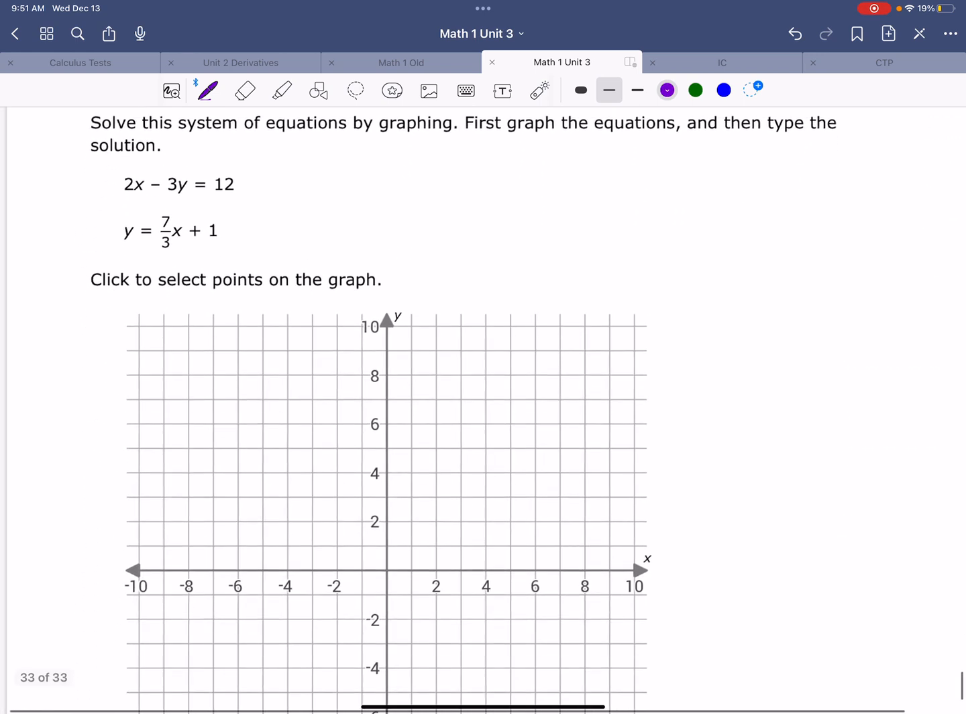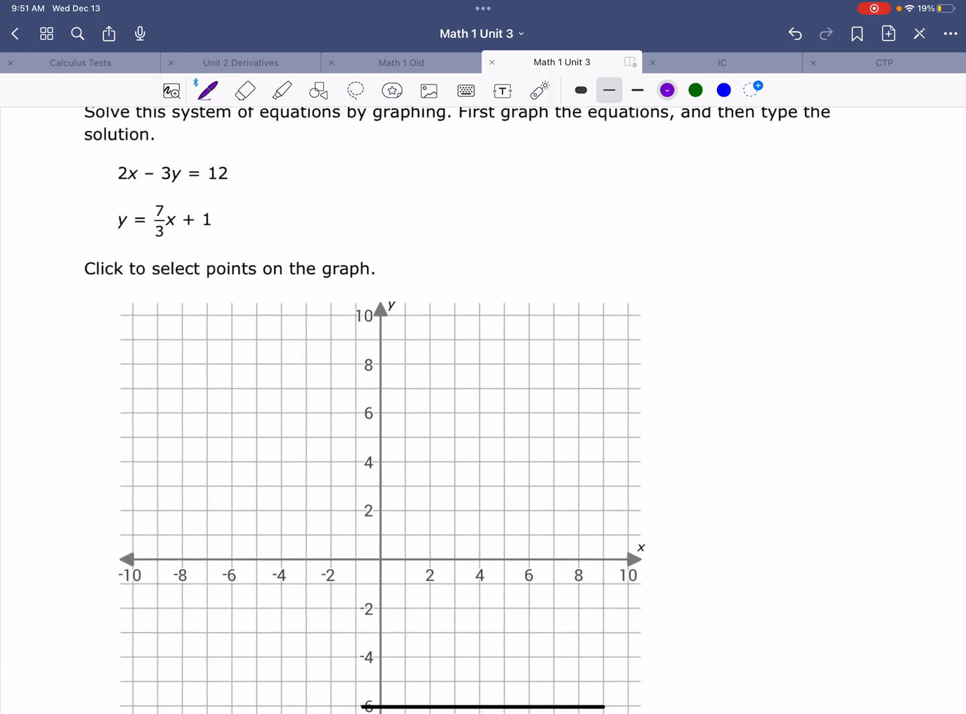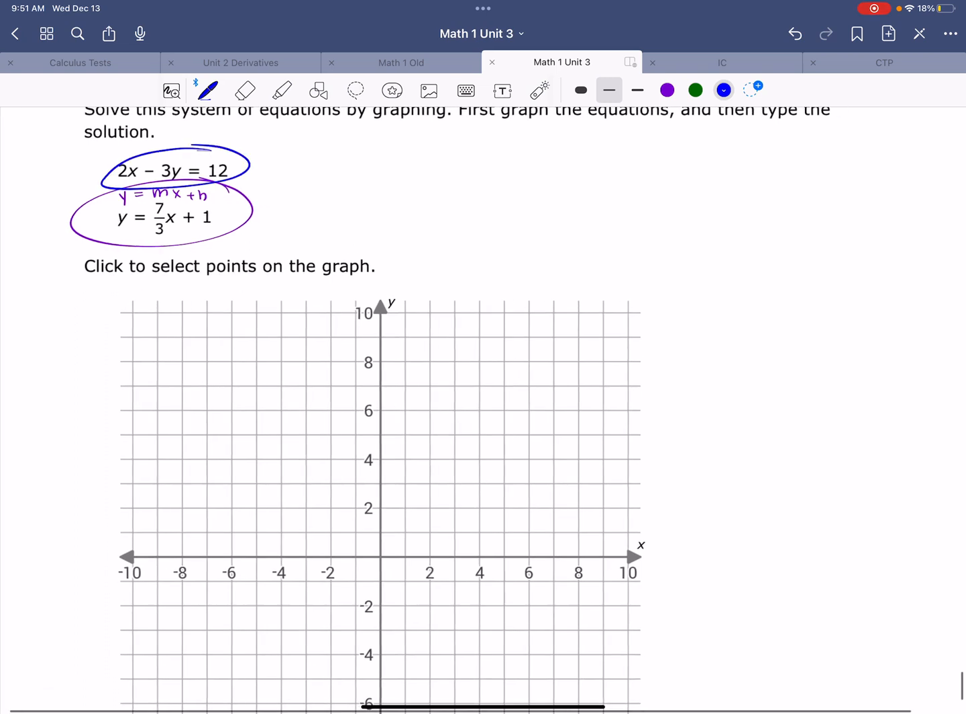Last but not least, we identify these sets of equations as y equals mx plus b in my second equation, but my first equation has the x and the y on the same side. So anytime you're given a linear equation with x and y on the same side, option 1 is to solve for y to get it into slope-intercept form. I'm going to show you two options right now.